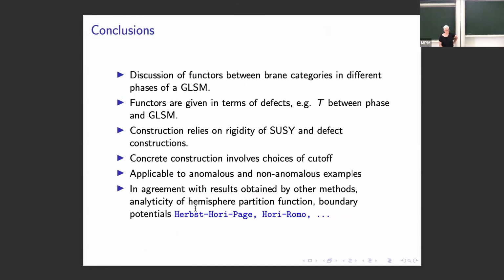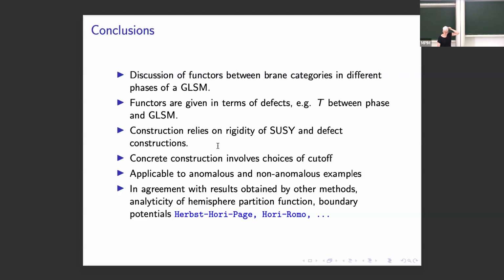Okay, so then my time is up and I conclude. I tried to give a construction of functors between brane categories in different phases of the GLSM. So we discussed various different phases and how to relate them by defects. And I also discussed defects that map a phase to the gauge linear sigma model, and projectors that realize the branes of a phase as part of the gauge linear sigma model.